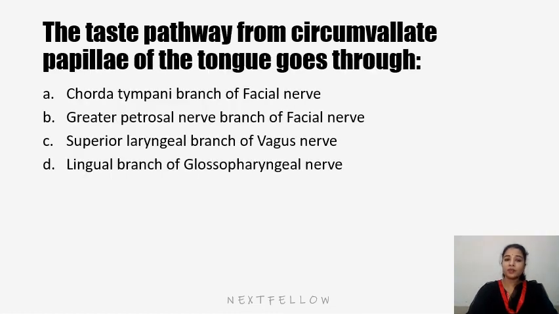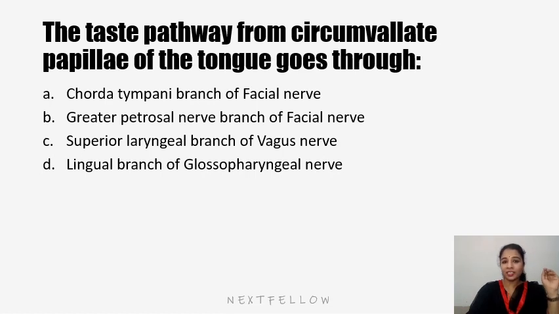The taste pathway from the circumvallate papillae of the tongue goes through which nerve? If you remember, all the papillae are supplied by the chorda tympani nerve for taste sensation, except the circumvallate. The circumvallate is supplied by the ninth cranial nerve. So the answer is the lingual branch of the ninth cranial nerve.